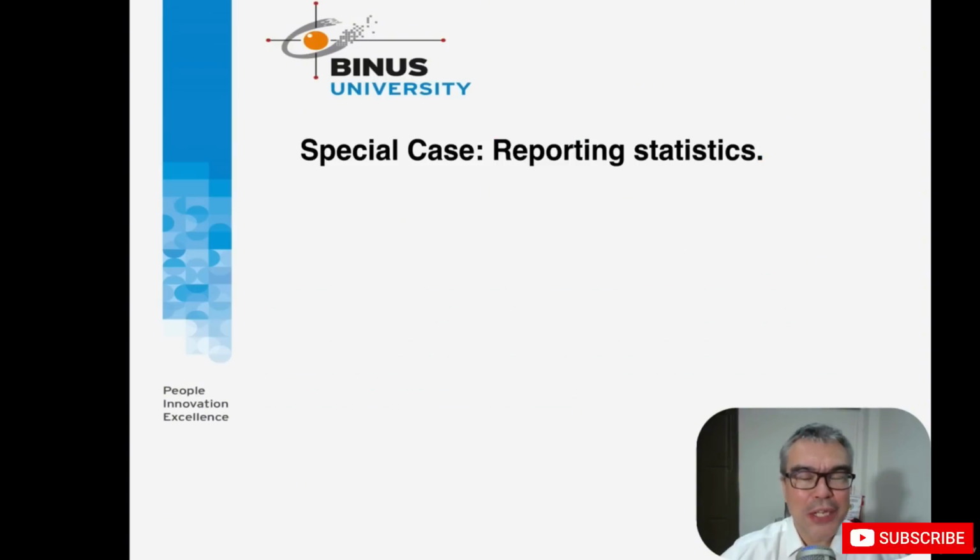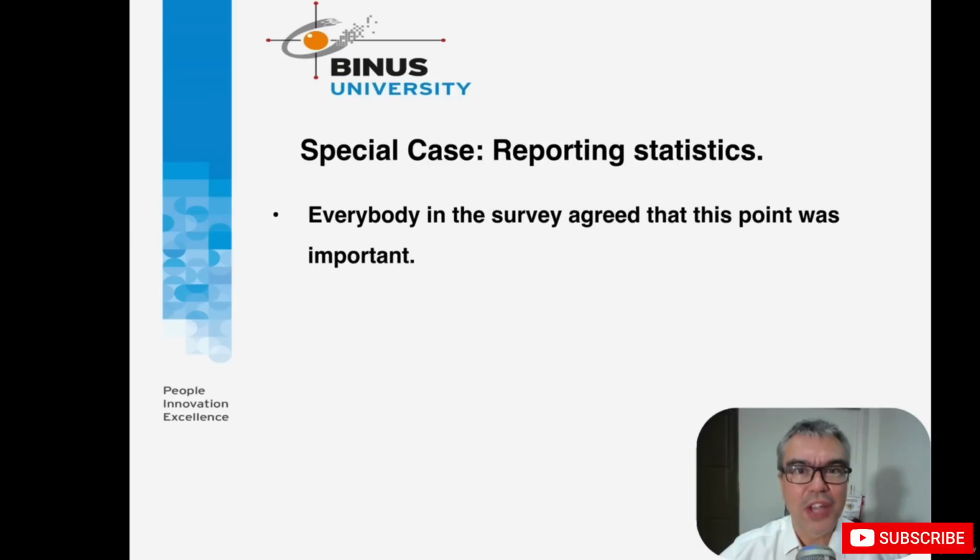Now, there is a special case when you do not really need to use the passive voice, and this case relates to reporting statistics. Of course, when you are reporting statistics, this is data, graphs, tables and information like that, usually dealing with numbers and percentages. So in this example, it is in the active voice.